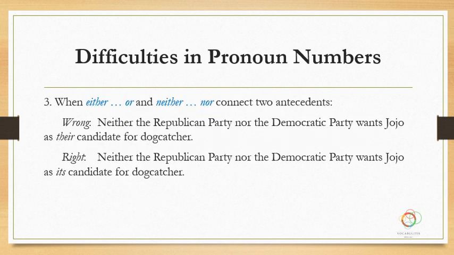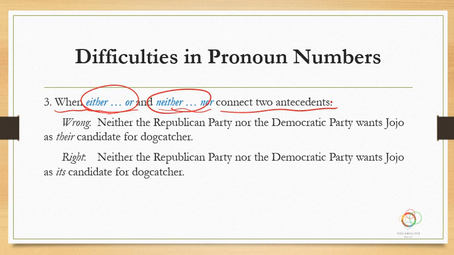Number 3, difficulty in pronouns. If you have an either-or situation or a neither-nor situation, okay, connect the two antecedents, it says. Let's see what that means. Oh, yeah. It means when this or this connect two antecedents. Then that's when we get into trouble.